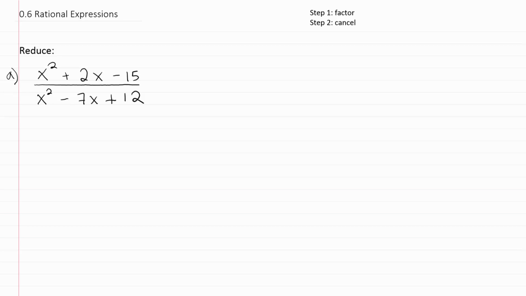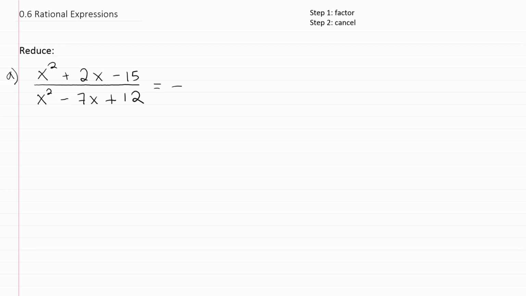In this video, we'll be reducing some rational expressions. So the first step in reducing rational expressions is to factor the numerator and the denominator of the rational expression. And then the second step will be to cancel out anything that's common. So first thing we need to do is to factor.